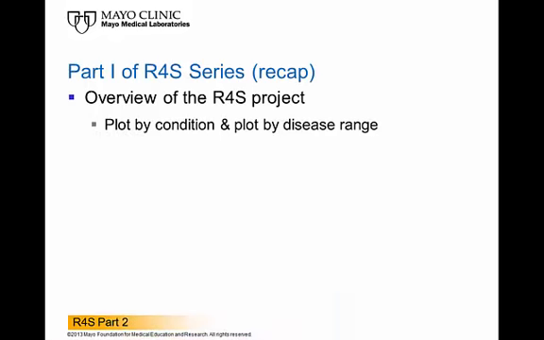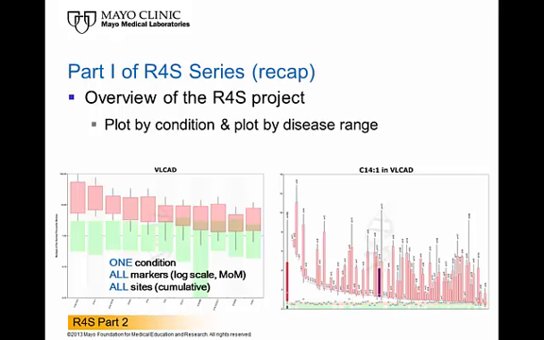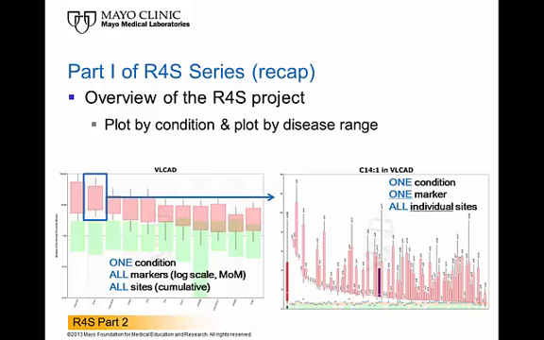To briefly recap the first presentation, two types of tools were introduced. The plot by condition, shown here on the left side, where all markers for one condition can be evaluated to establish clinical significance, and the plot by disease range, where a single analyte for a single condition is presented as a separate disease range for each individual site that has contributed at least one case with a chosen condition.